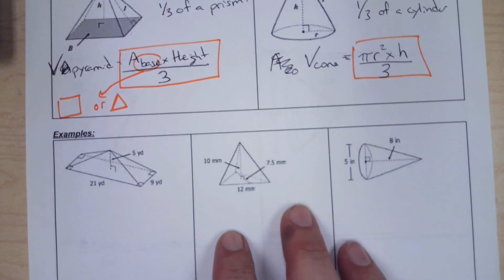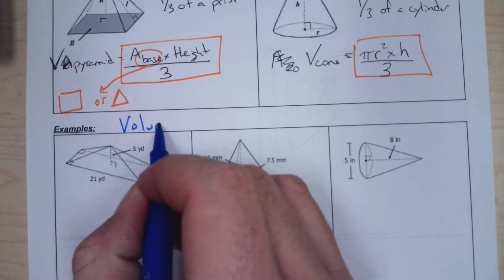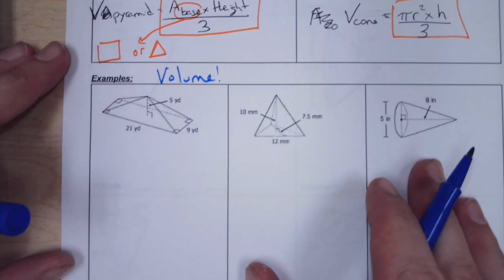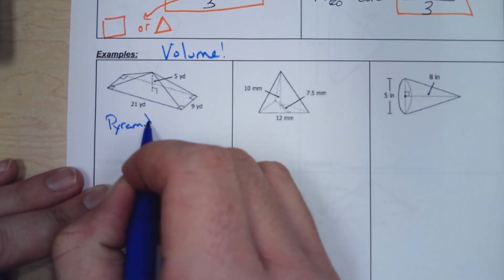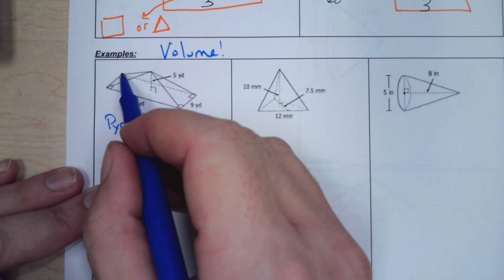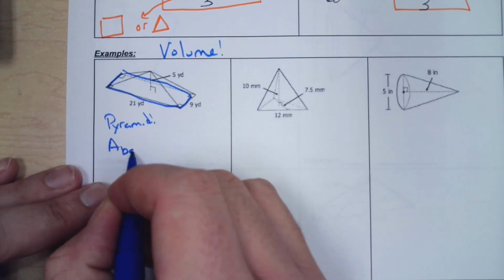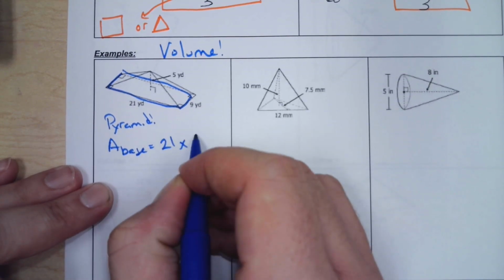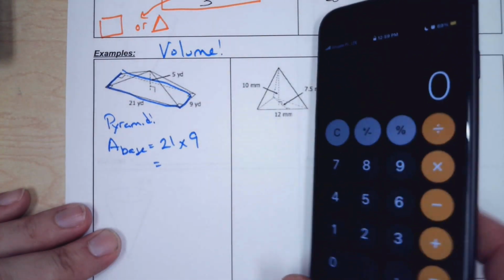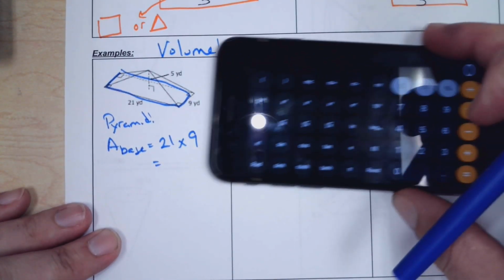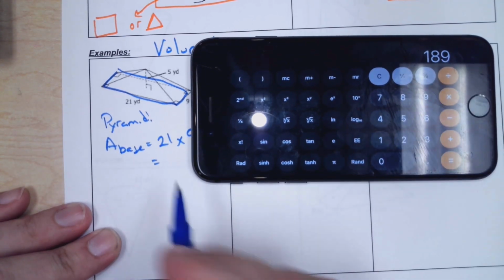Alright, so here we go. So again, now we're looking for volume. Alright, so let's see what we have. So we got a pyramid. Alright, so I find my base. So my base is here. So the area of that base is going to be 21 times 9. So the area of the base, that's going to be 21 times 9 for 189.